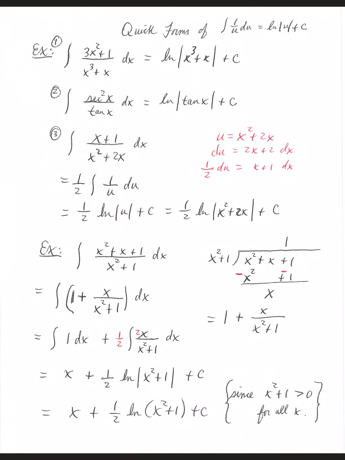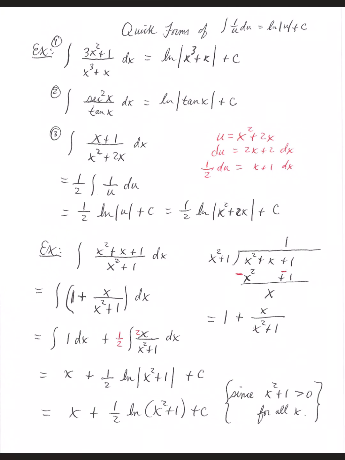I've got a series of examples on this slide just to help you quickly recognize when it's appropriate to use the natural log integration. This denominator has a derivative of 3x squared plus 1, which is exactly the numerator. If that's the case, where the numerator is the derivative of the denominator, you can move exactly into natural log absolute value of the denominator plus c.